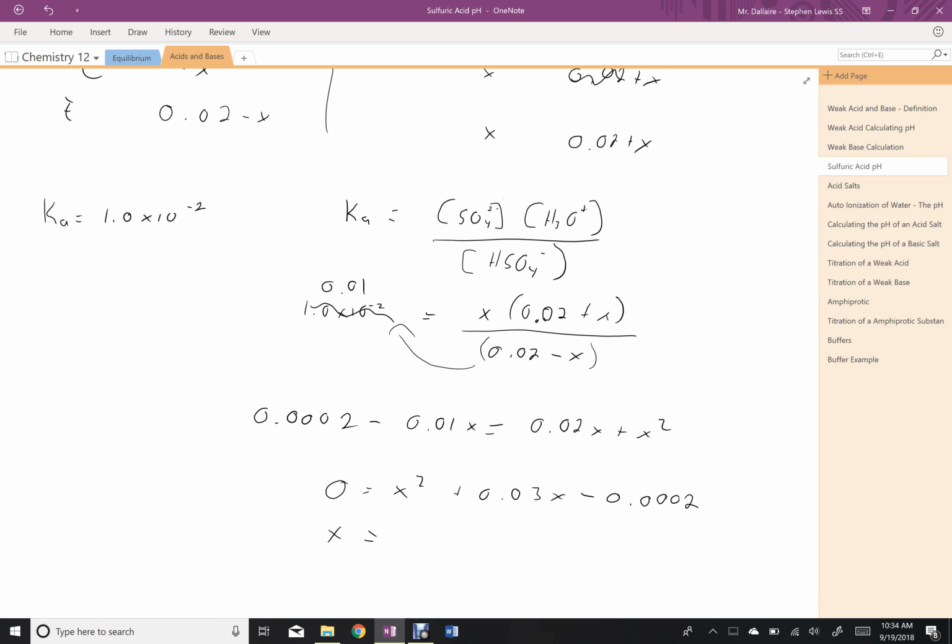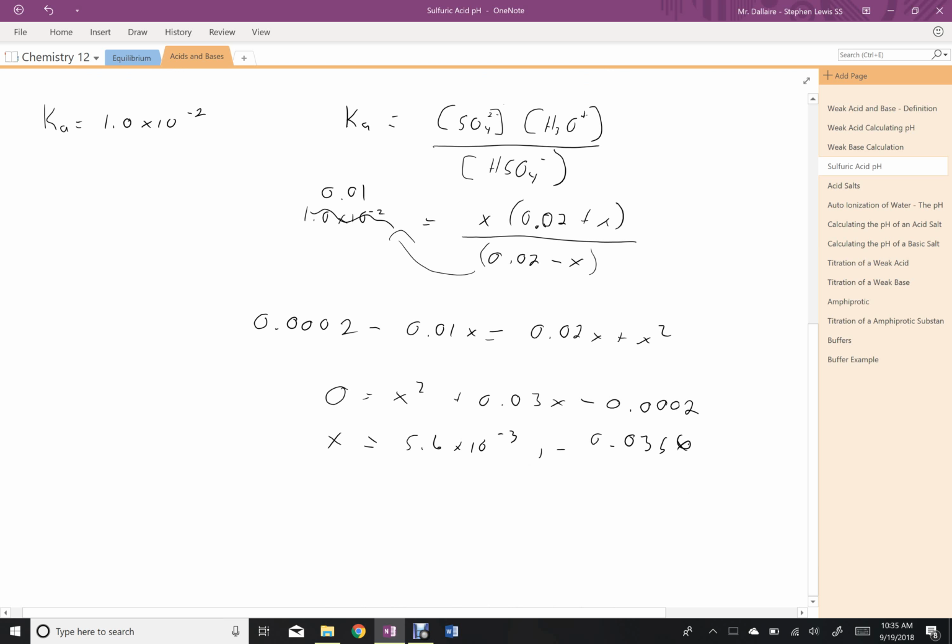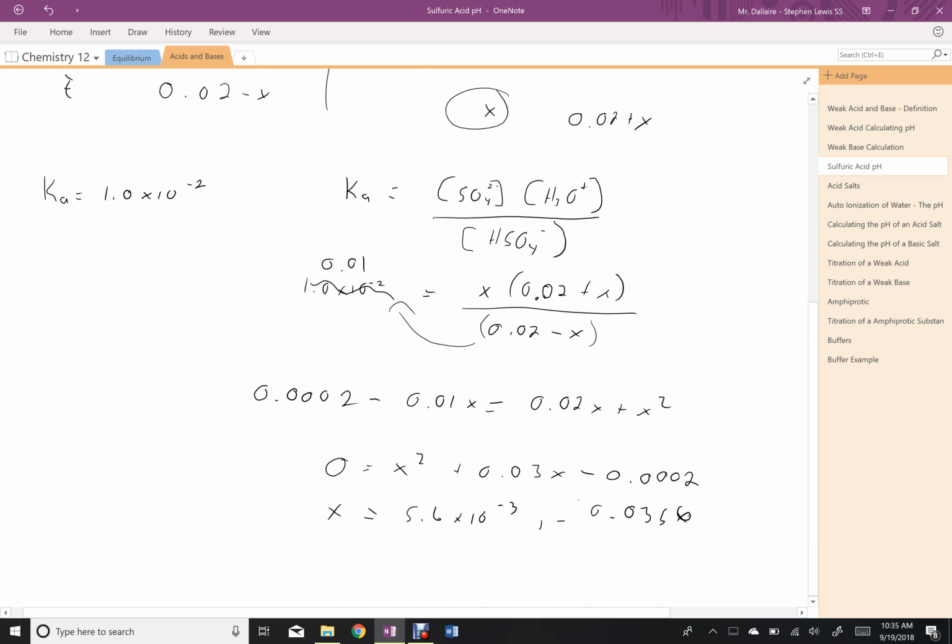Oh, I don't have that kind of calculator. Just a second here. Alright, this one will do it. So my A value is 1. My B value is 0.03. My C value is negative 0.0002. And I get 5.6 times 10 to the negative 3, and a negative 0.0356. X cannot be negative because we can't have a negative concentration of the sulfate ion. So this is not possible. So this is our solution.